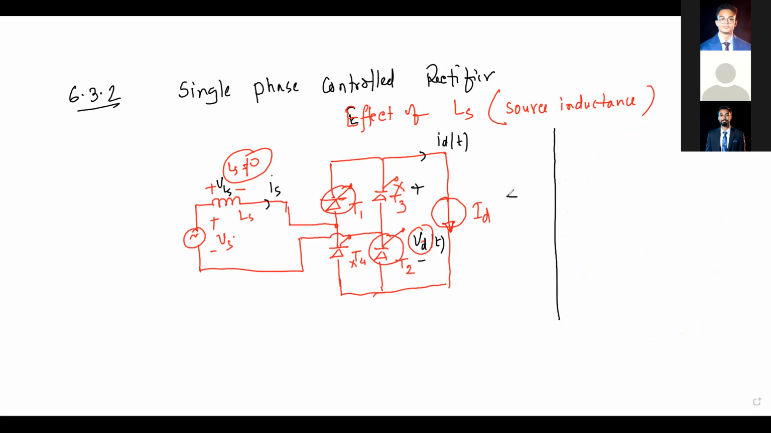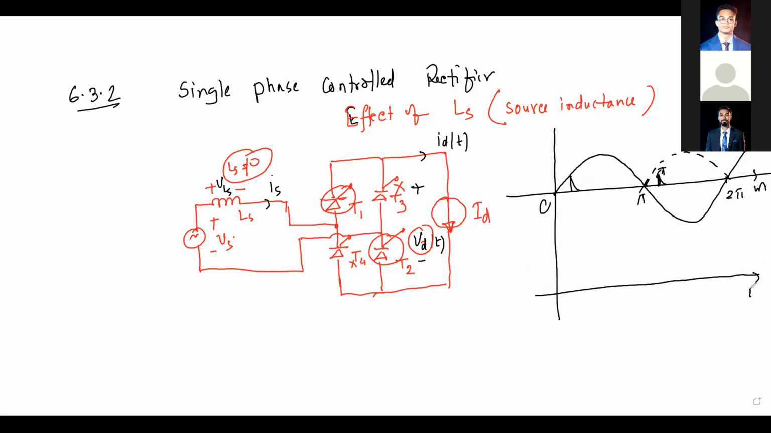Again, we are plotting the input voltage. This is your input voltage Vs. This is pi, this is 0. This is your twice pi, and this is your t. And we have applied the firing pulse here. So if we now plot two currents, this is the alpha, and this is pi plus alpha.